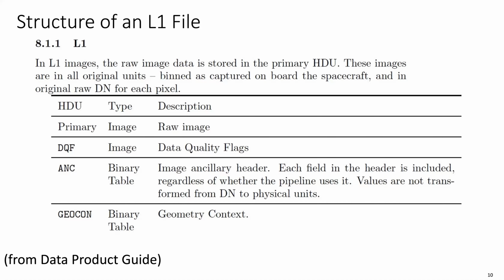We have other things like this data quality flag. If you look at that, that tells you which pixels we know are bad, in other words, you shouldn't believe them. And that gets propagated through the calibration process, as we'll see. These other two, the ancillary binary table and geocon, you really don't need to know about. And in fact, the geocon will disappear in the next release of this data to the archive.